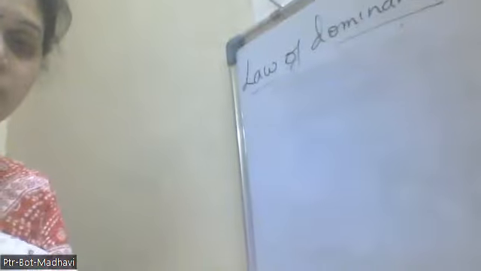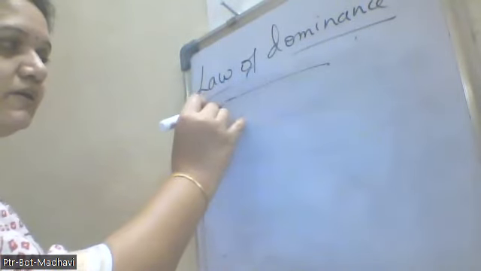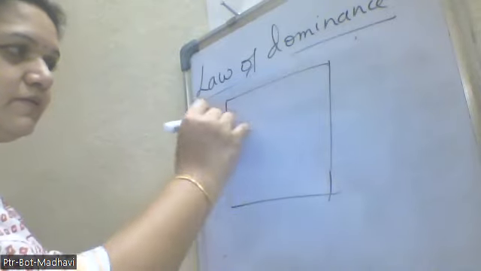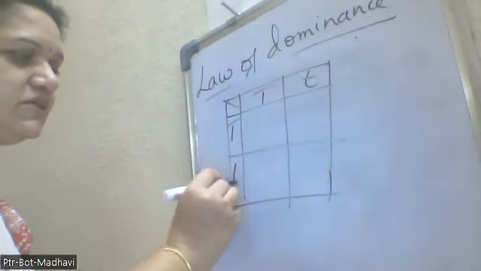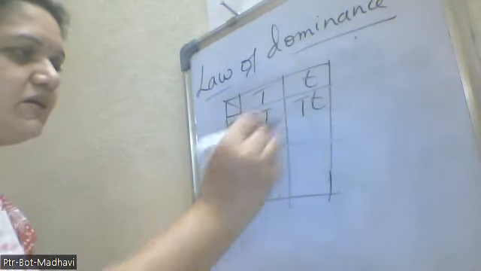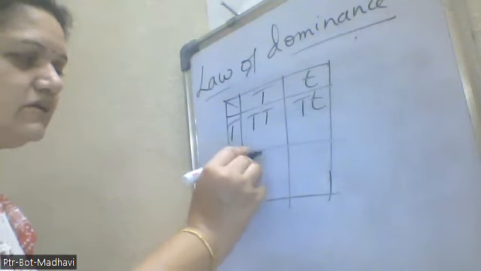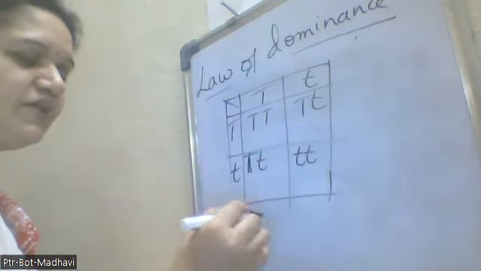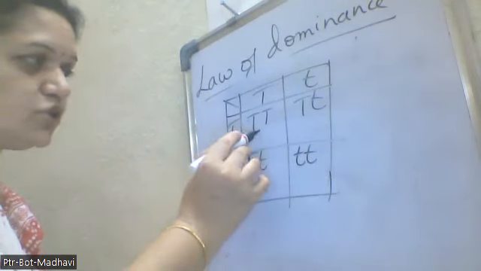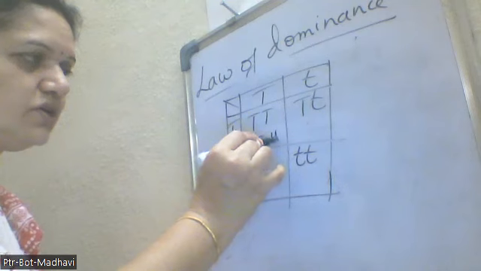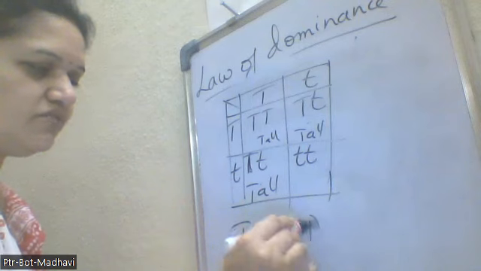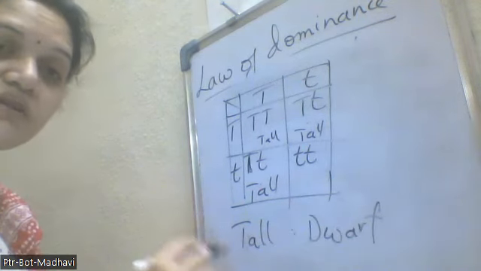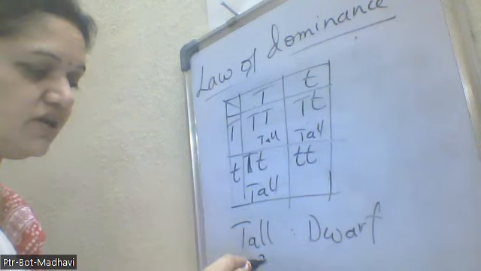Okay, when we use the Punnett square picture, capital T, small t, capital T, small t. Here capital T capital T, capital T small t, capital T small t, small t small t. So here the phenotypes are tall, tall, tall. This is also tall. This is also tall. So tall is 3, dwarf is 1. And how many plants are tall? 3 plants tall, right? So 3:1 is the phenotypic ratio.